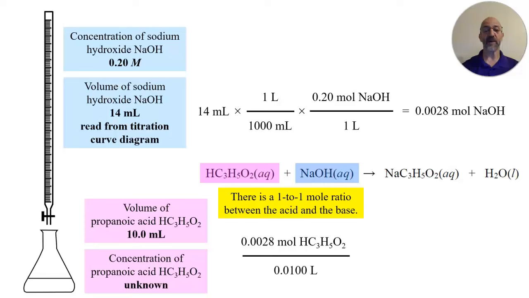Now, why am I dividing by 0.01? It's because the volume in liters, 10 milliliters divided by 1,000, is 0.0100. And why am I doing moles over liters? Because that will give me concentration. So 0.0028 moles of propanoic acid divided by its volume in liters, there is my answer for the concentration of propanoic acid. So 0.28 moles per liter is the calculated value for the concentration of the propanoic acid for this titration experiment.